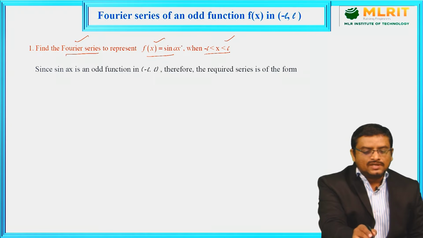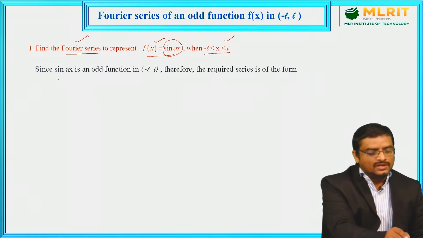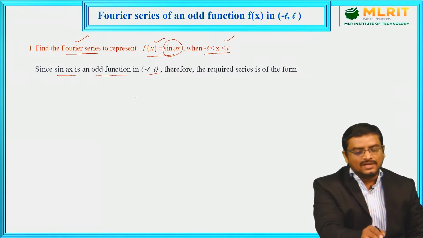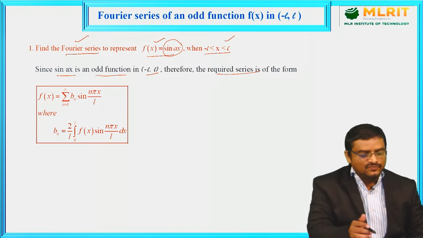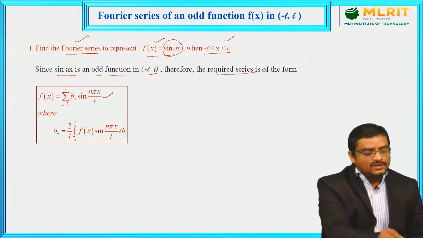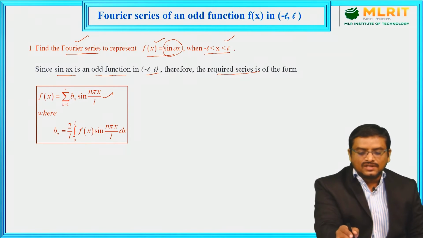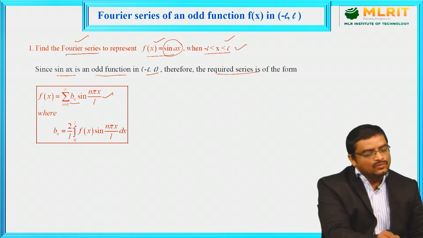Already we said that whenever we have a sine function, that sine function is an odd function. That's why we have taken it. Since sin ax is an odd function in the interval minus L comma L, the required Fourier series will be of the form summation n is equal to 1 to infinity Bn sin n pi x by L. This is the standard Fourier series formula for an odd function in the interval minus L comma L, and here we have only one coefficient, that is Bn.